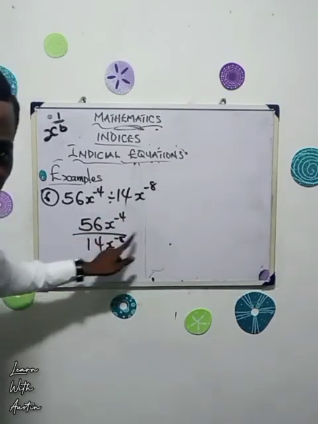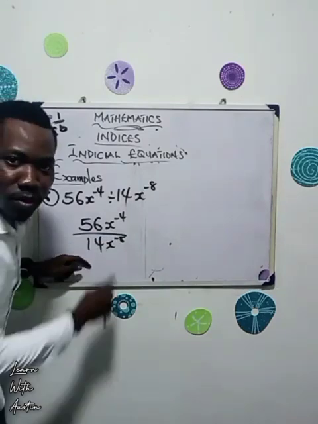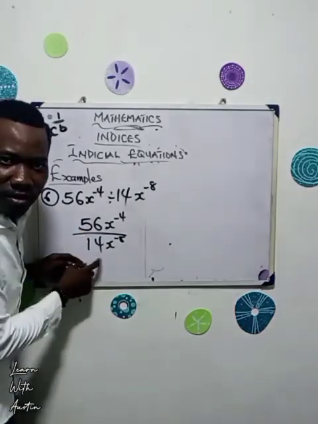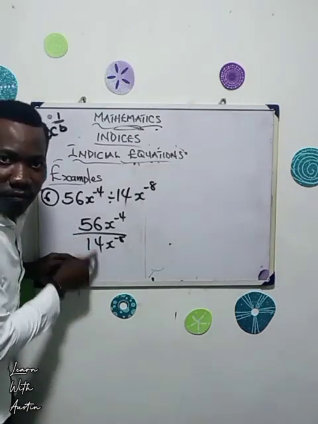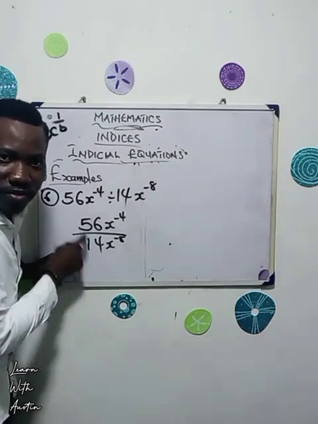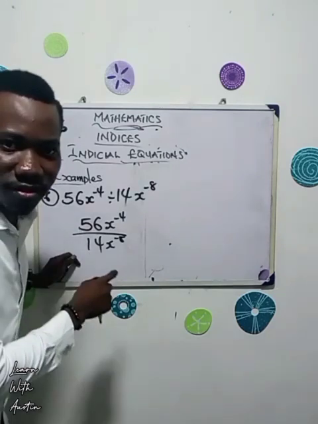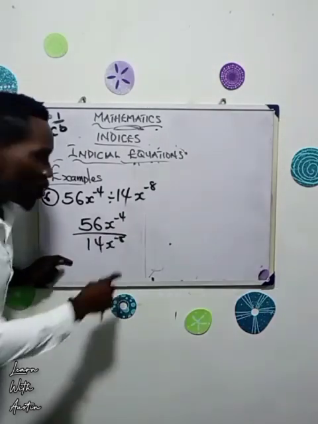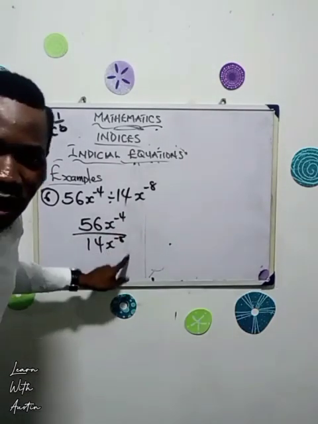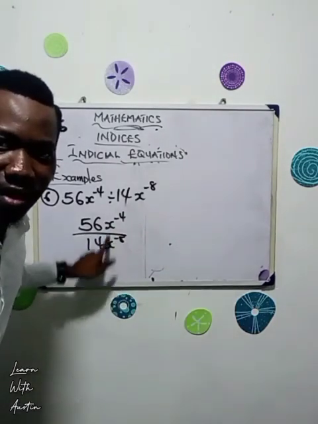This is division, written in this form. 14 is a common factor of these two. 14 can divide 56, exactly, and the result is 4. So we can divide this. Now how about the x terms? We can also divide these using the subtraction law, since we have the same x and x.